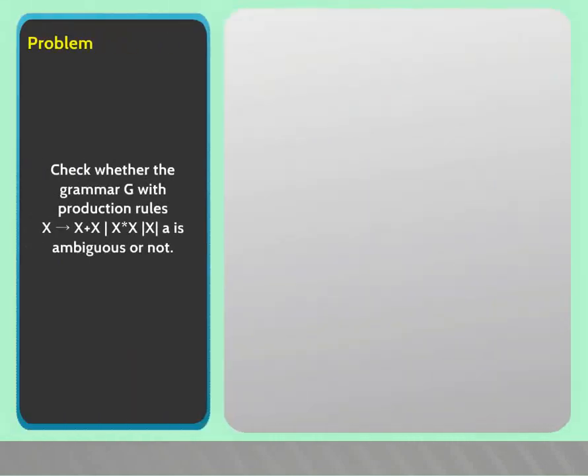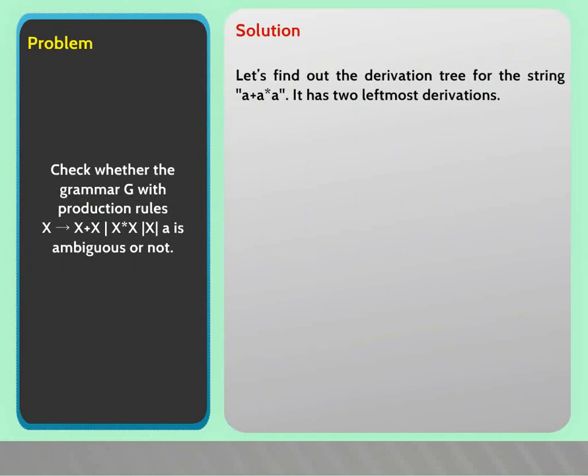Problem. Check whether the grammar G with production rules is ambiguous or not. Solution. Let's find out the derivation tree for the string a plus a into a. It has two leftmost derivations. Derivation 1. X provides x plus x provides a plus x provides a plus x into x provides a plus a into x provides a plus a into a.